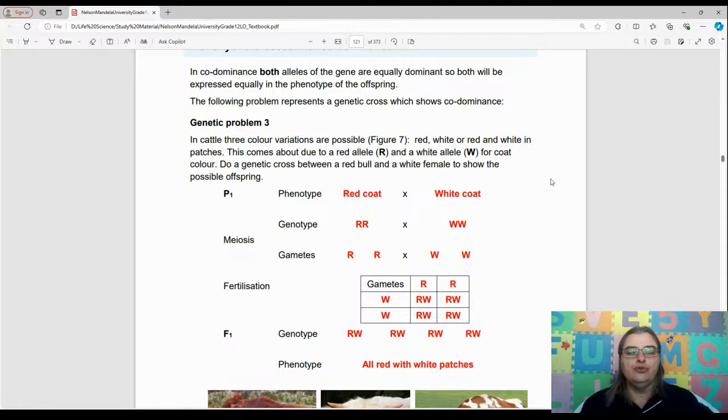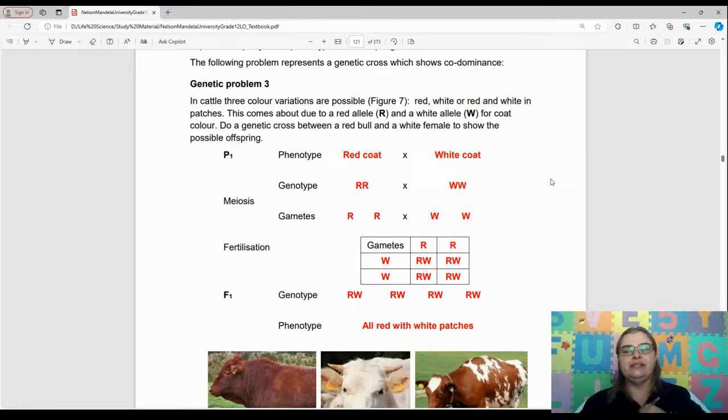Okay, so for the cattle example, we had that there are 3 color variations possible: red, white, or red and white, okay, in patches. So we get the red allele, which is capital R, the white allele, which is capital W, and we go ahead, we do our Punnet square. For our first parent generation, we've got a pure red-coated animal, which is capital RR, and a pure white-coated animal, WW. We do the meiosis step where the gametes separate, we put it into our Punnet square, and we cross-match everything, okay? We end up with our F1 genotype, which is the capital R, capital W.